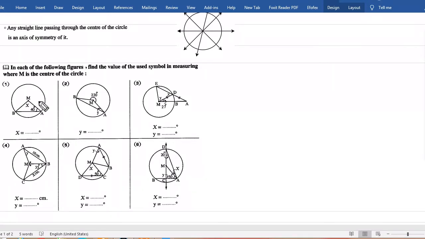First figure: MA and MB are two radii of the same circle, then MA equals MB. So the measure of angle A equals the measure of angle B equals 40. You can find the measure of angle M. The measure of angle M equals 180 minus (40 plus 40), which equals 180 minus 80, which becomes 100. Then the value of X equals 100.